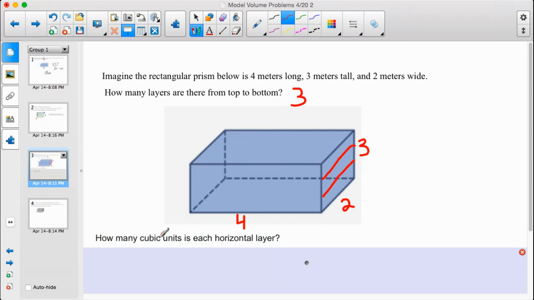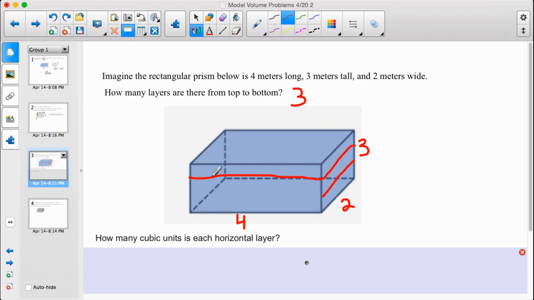It says, how many cubic units is each of those horizontal layers? So I'm going to finish drawing it. Oh, geez. I hope you can draw a straight line better than me. Should I try again on that? Let's try again. Ugh, not much better, but you get the point.